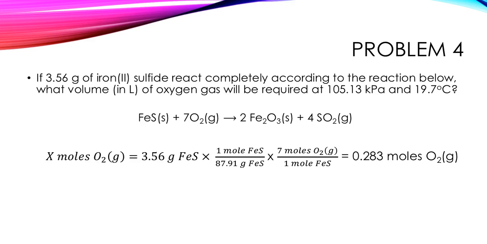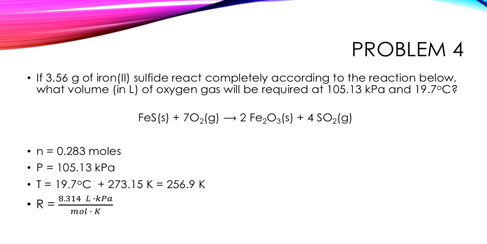If I want to find the moles of oxygen, I need to take my grams of iron(II) sulfide, convert that to moles of iron(II) sulfide, and then I have this 1 to 7 mole ratio. There are 7 moles of oxygen for each mole of iron(II) sulfide, and that gives me moles of oxygen gas. Great. This is something that you need to be able to just churn out.